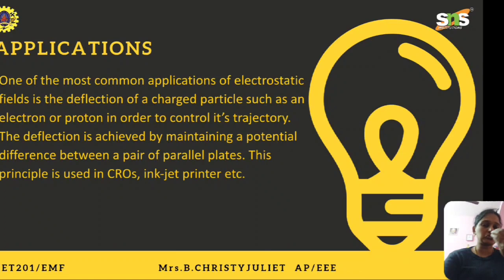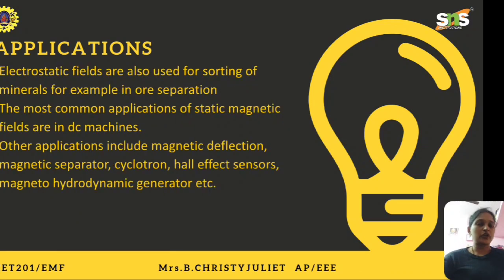It is because of these electromagnetic fields, and this deflection is achieved by maintaining a potential difference between a pair of parallel plates. And also these fields are used for sorting of minerals, for example ore separation. And static magnetic fields are used in DC machines, which we are very much aware of. Other applications include magnetic deflection, separators, cyclotron, Hall effect sensors, magnetohydrodynamic generators, etc. The maglev train is a good example of these electromagnetic fields.